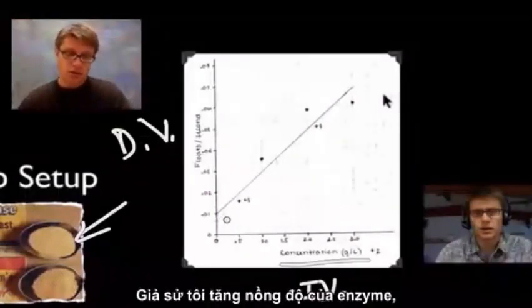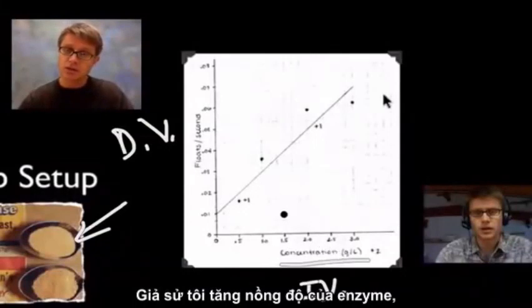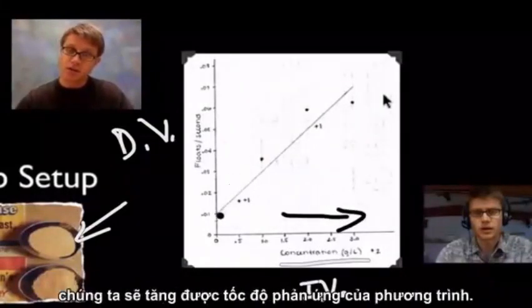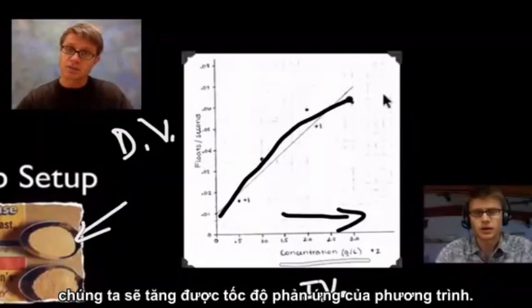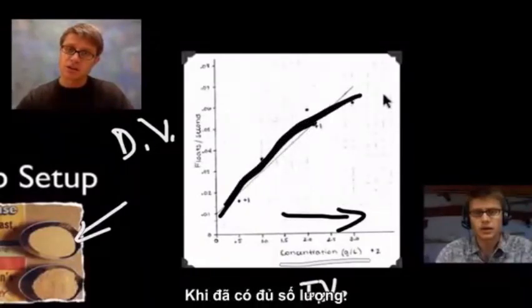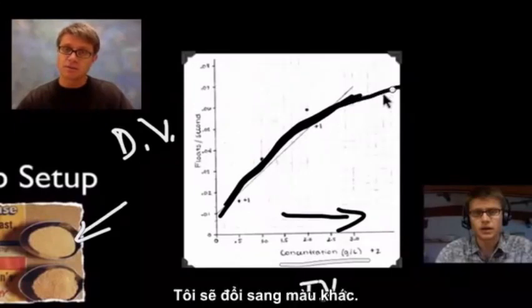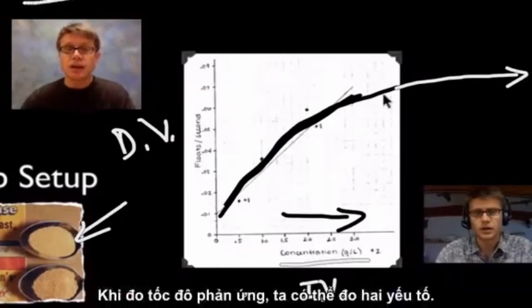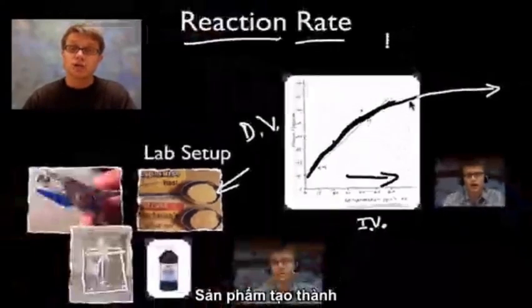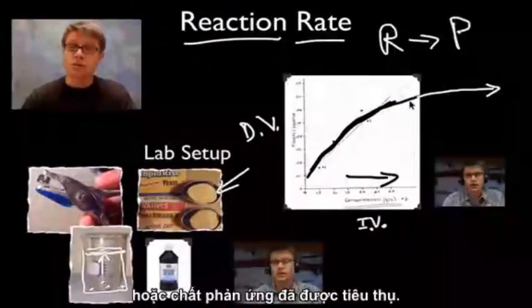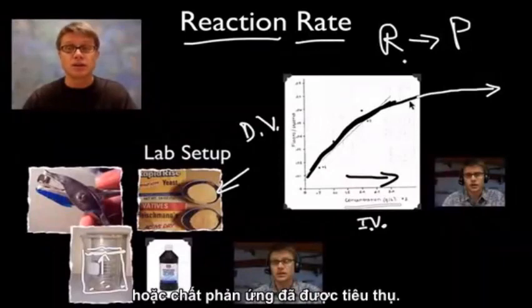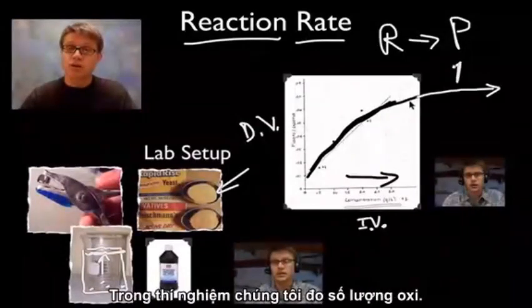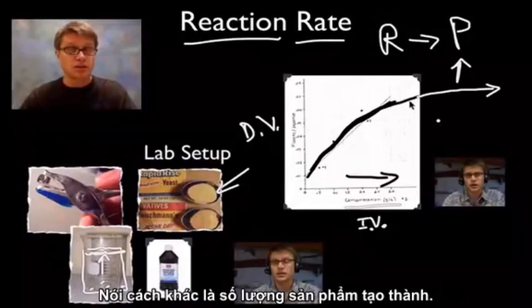And so you could imagine, if I increase the concentration of the enzyme, we're going to increase the rate of the reaction. But eventually, you can see how it starts to level off here. If you have enough of those, eventually it's going to level off. When we're measuring reaction rate, we could measure two things. We could measure the products that are created, or we could measure the amount of reactants that are being consumed. In the enzyme lab, we're measuring the amount of oxygen, so we're measuring the amount of products that are created.